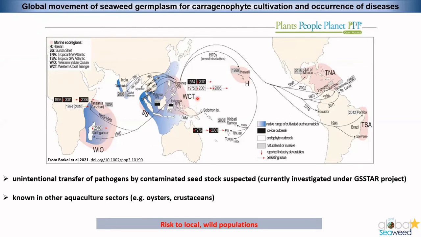And it is really suspected that the pathogens have been introduced unintentionally via contaminated seed stock. And in addition to these damaging effects for the seaweed aquaculture, those diseases also represent a risk for the local wild seaweed populations.